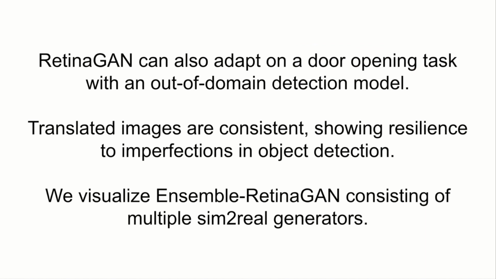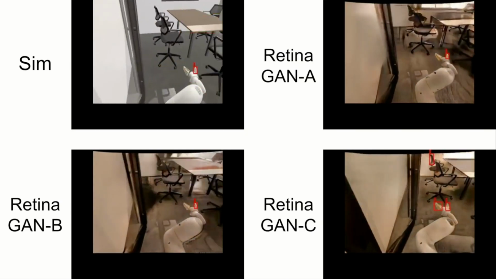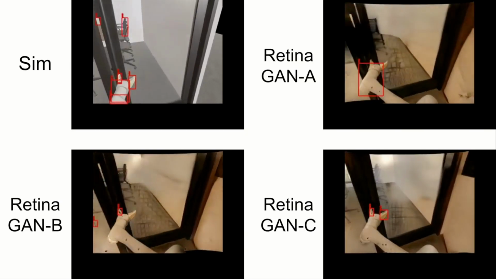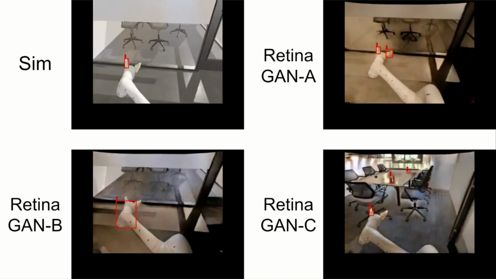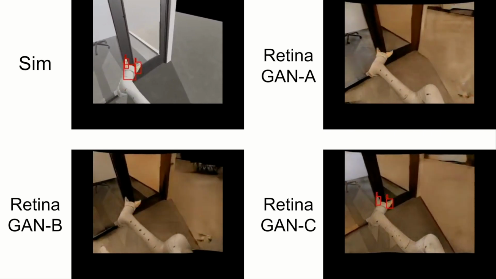Next, we demonstrate that RetinaGAN can also adapt images within a conference room door opening task, using an out-of-domain detection model trained for graspable objects. This next video shows that translated images are consistent, indicating that RetinaGAN is resilient to imperfections in object detection.